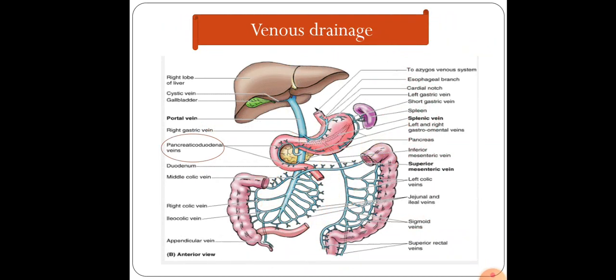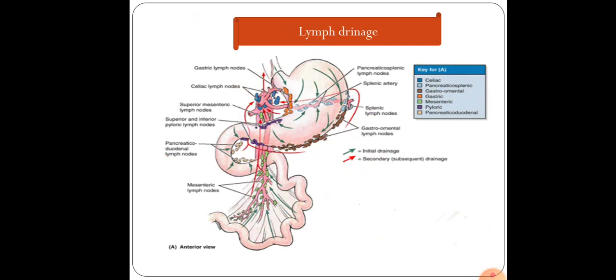Venous drainage is by the pancreaticoduodenal veins. These veins terminate into the superior mesenteric vein or drain into the portal vein. The lymphatic vessels accompany the arteries to terminate in the celiac lymph nodes.